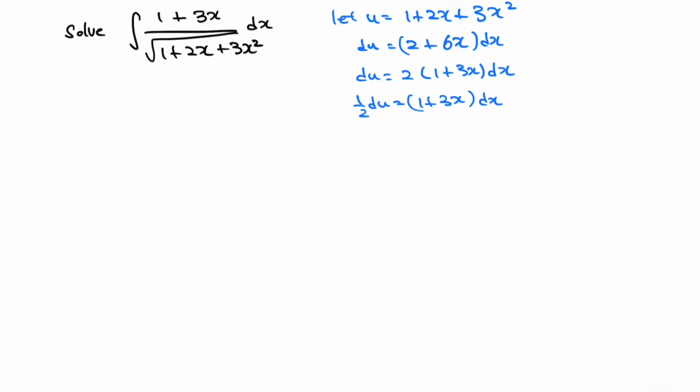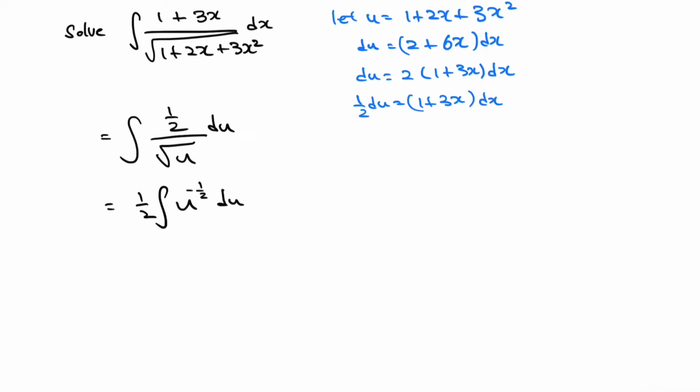And now we are ready for the substitution. So if I substitute our variable u on the bottom, square root of u, and on the top, we are going to have 1 over 2 du. And if I rearrange that, I can factor out 1 over 2 outside of the integral, and 1 over square root of u is u to the power of negative 1/2 du. And now our equation looks like something that could be easily solved.